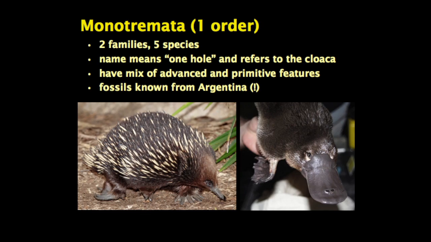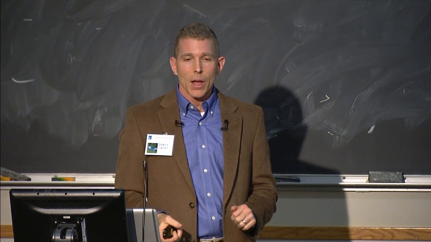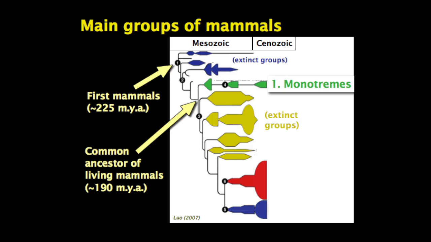Their fossils are also known from Argentina, from about 55 million years ago, which suggests that they dispersed to South America at some point and subsequently went extinct. They probably got there across Antarctica before it glaciated, of course. Going back to our cladogram here, there are a variety of extinct groups that lived along with the early monotremes during the age of dinosaurs, and then we have the two really successful groups of modern mammals, the placentals and the marsupials.